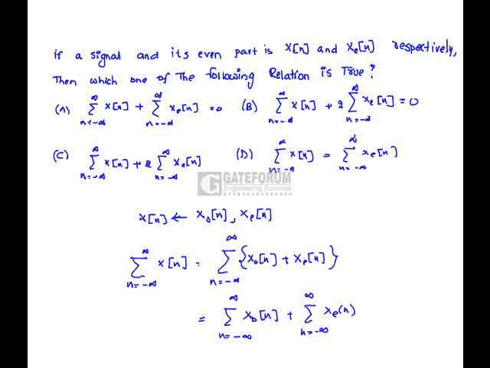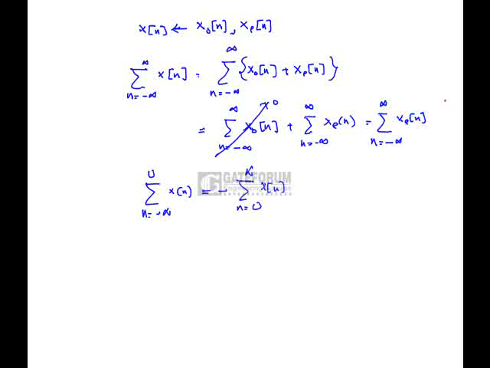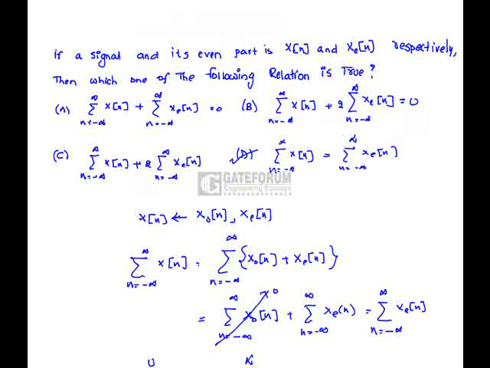Here we know that summation n from minus infinite to 0 of x of n is minus of summation n from 0 to infinite of x of n. Hence, this summation goes to 0. The resulting summation leads to the sum over n from minus infinite to infinite of xe of n. Hence, option D is correct.